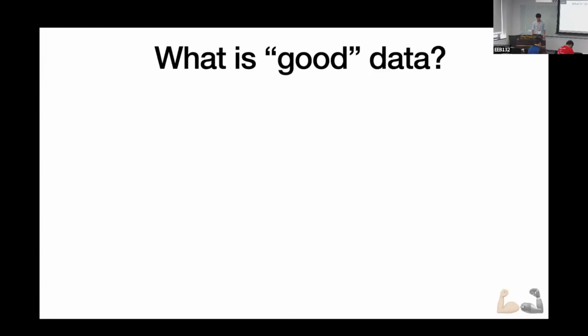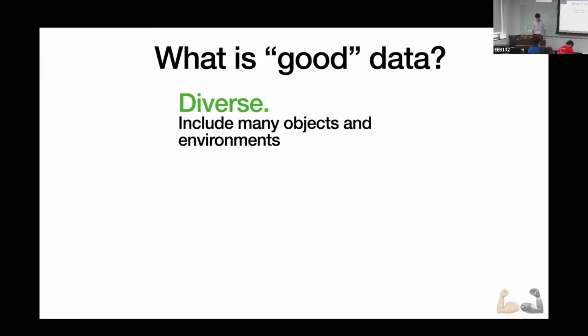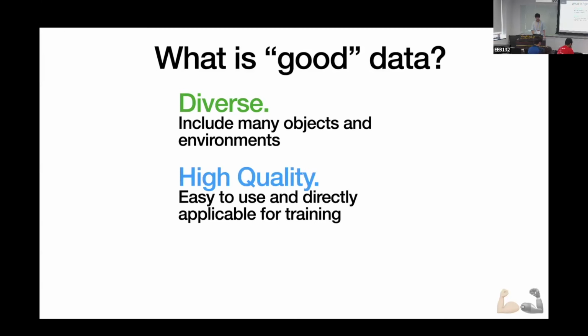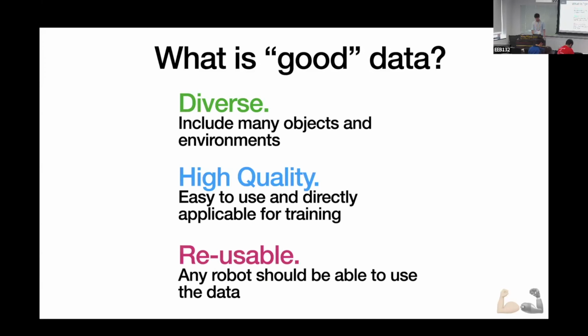So we believe that good data has three main traits. That it should be diverse, including many objects and environments and tasks, because of the reasons I mentioned before about data coverage. We want it to be high quality because we want to be able to train on the data directly. We don't want to do too many pre-processing steps and have to filter it down for quality and all these other things. And we want it to be reusable. As robots improve in the future, we want our data to have longevity and not have to recollect data for every single hardware that comes out every year.